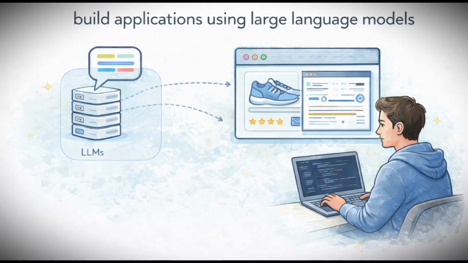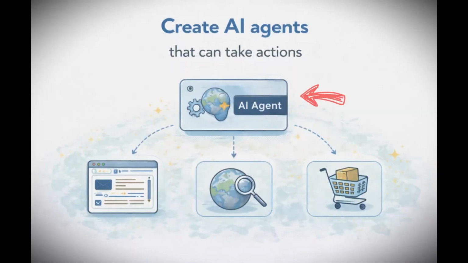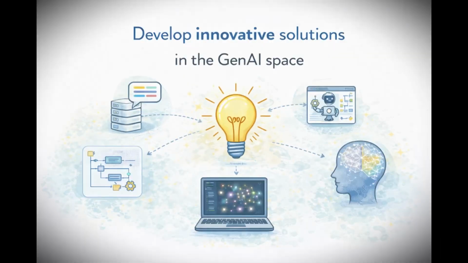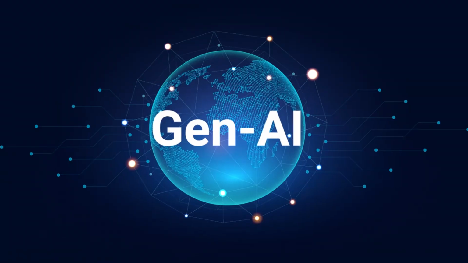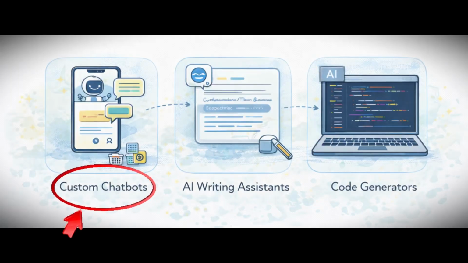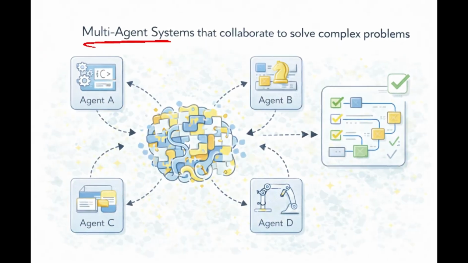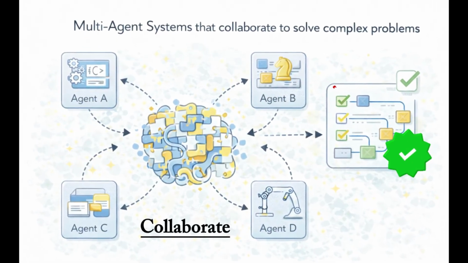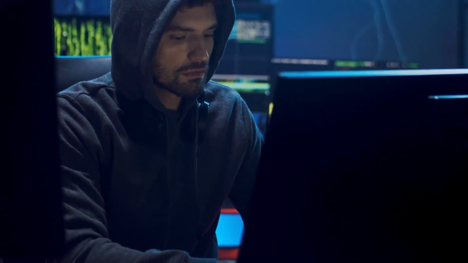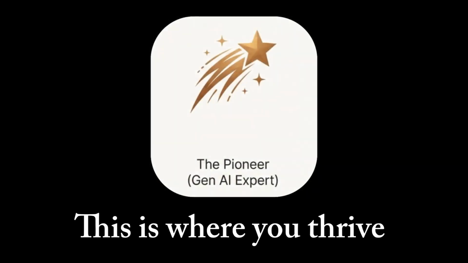Gen AI expert, LLMs, and AI agents, this is the cutting edge right now. These experts build applications using large language models, create AI agents that can take actions, and develop innovative solutions in the Gen AI space. They might build custom chatbots, AI writing assistants, code generators, or multi-agent systems that collaborate to solve complex problems. If you're excited by what's new, want to ride the current wave, and love experimenting with emerging technologies, this is where you thrive.